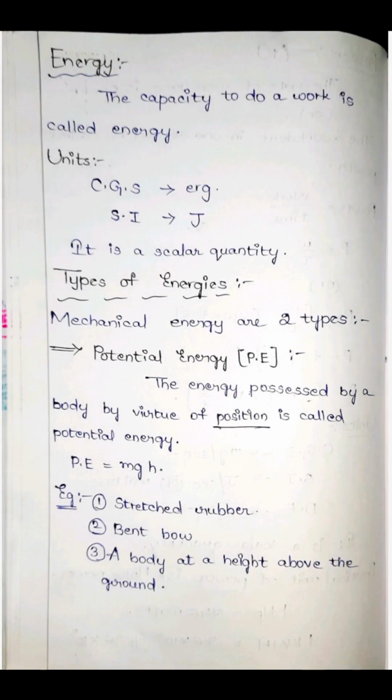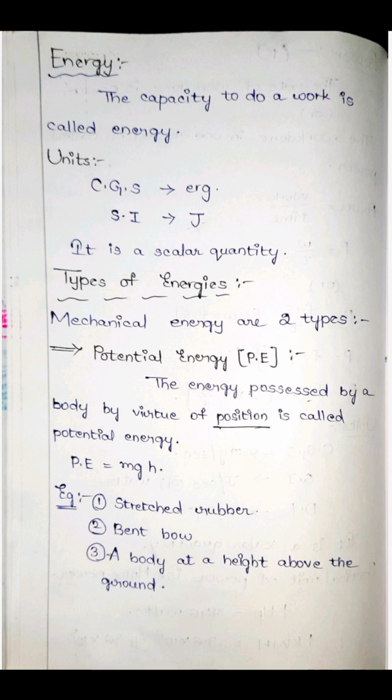Today our topic is energy. Energy is defined as the capacity to do work. The units of energy are: CGS unit, ergs; SI unit, joules. It is a scalar quantity. There are two types of mechanical energies: potential energy and kinetic energy.